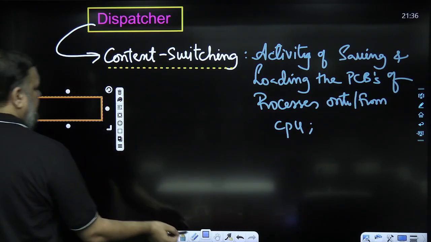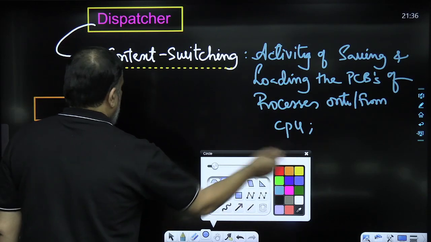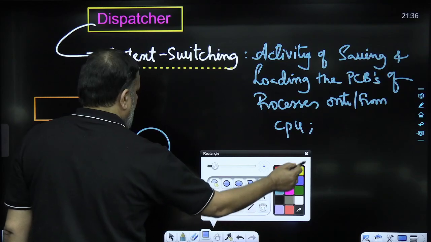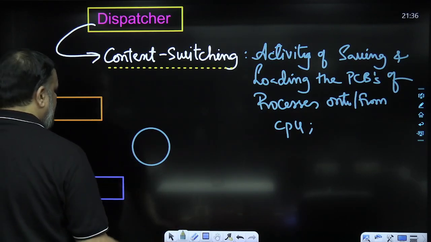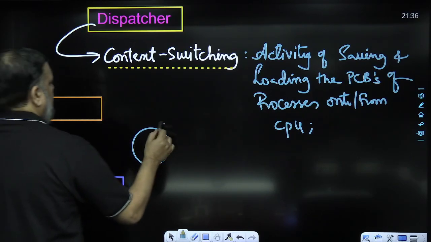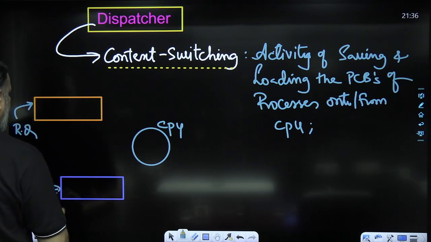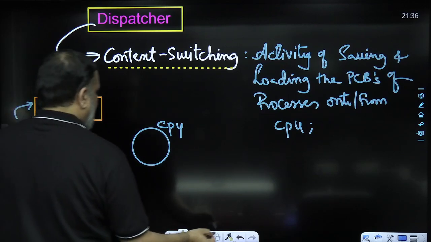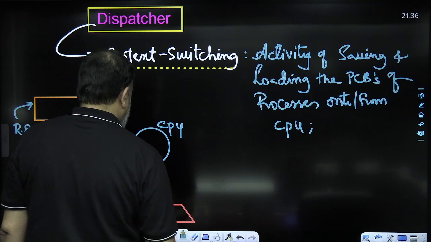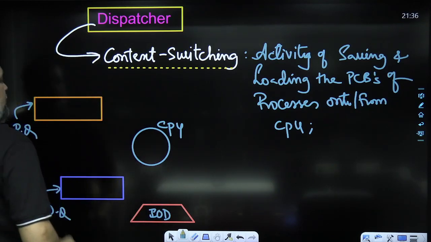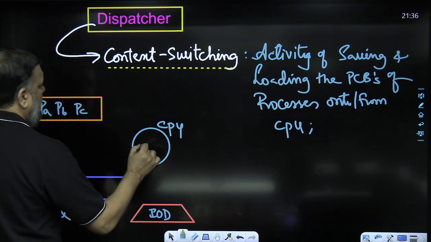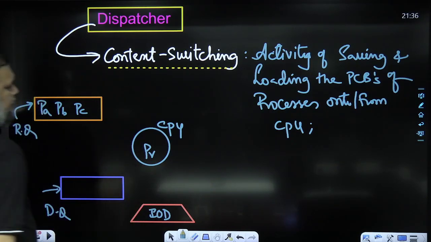To understand this, imagine, for example, this is the ready queue, this is a CPU, and this is some device queue. Understand this scenario to really follow what context switching is. And you can imagine there is some IO device here, IOD. Let's imagine that I have some processes here, PA, PB, PC, which are ready to run. And on the CPU, let's imagine PR is running.